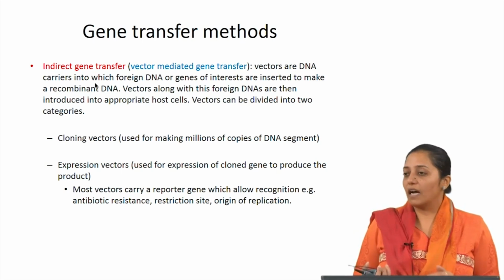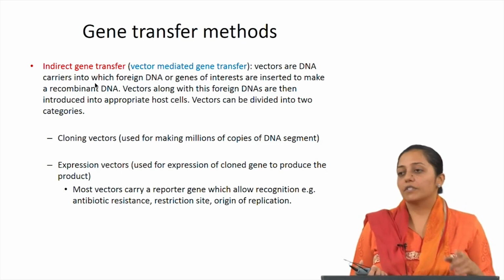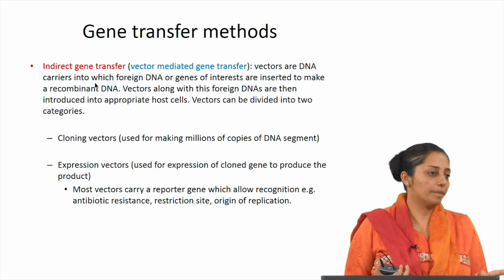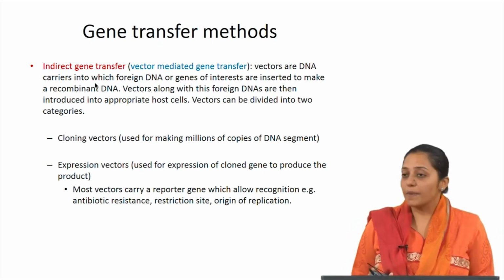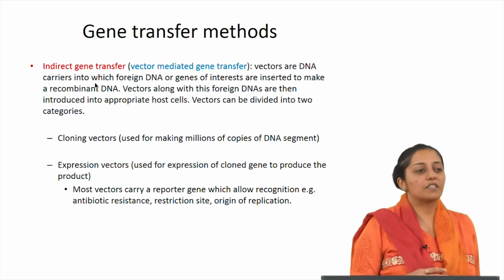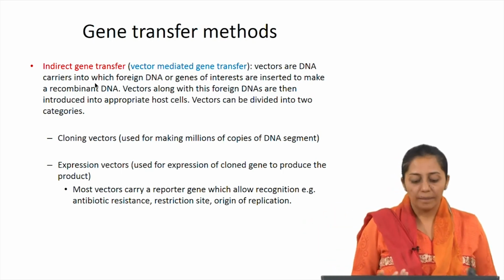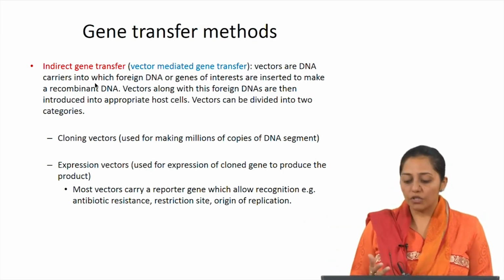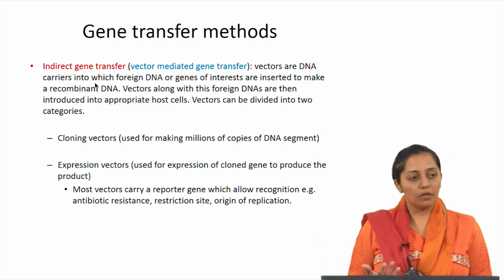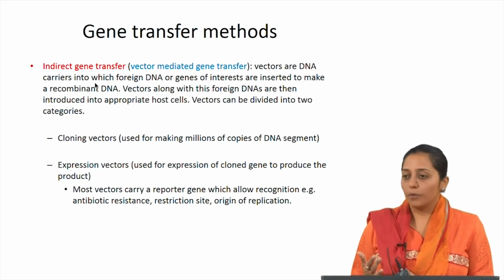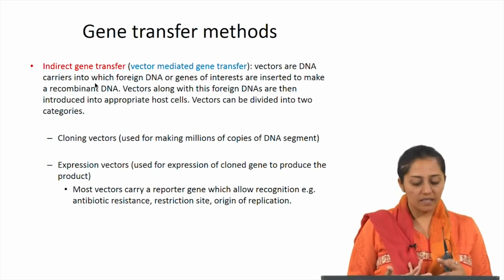Now, what are the different kinds? Cloning vectors and expression vectors. Cloning vectors are required if you want to multiply, if you want a larger number of copies. Expression vectors are used when you want to express the transgene in the plant, for expression of the cloned gene to produce the product. Now, most vectors carry what? We have already studied this: a reporter gene which allows recognition, for example antibiotic resistance.